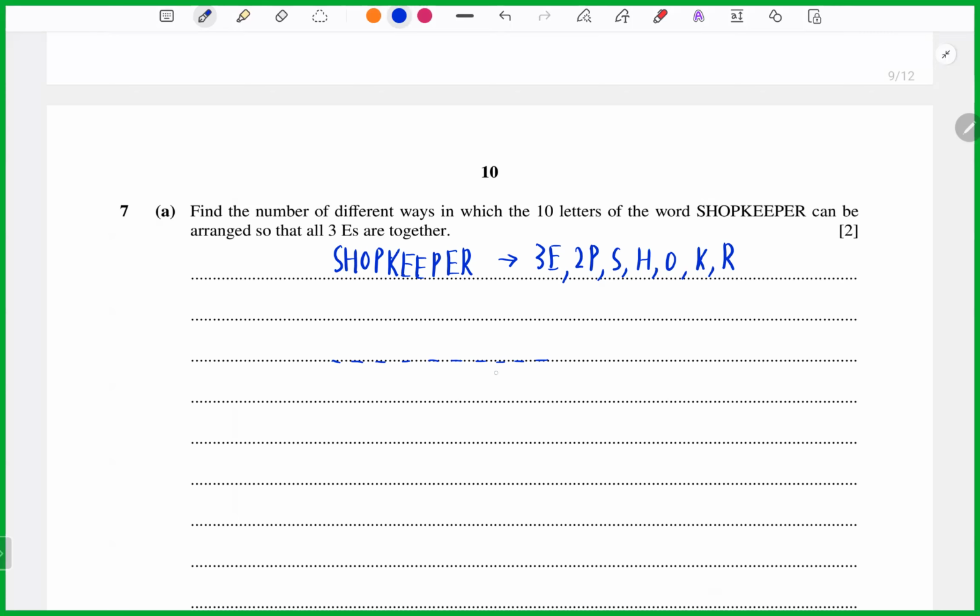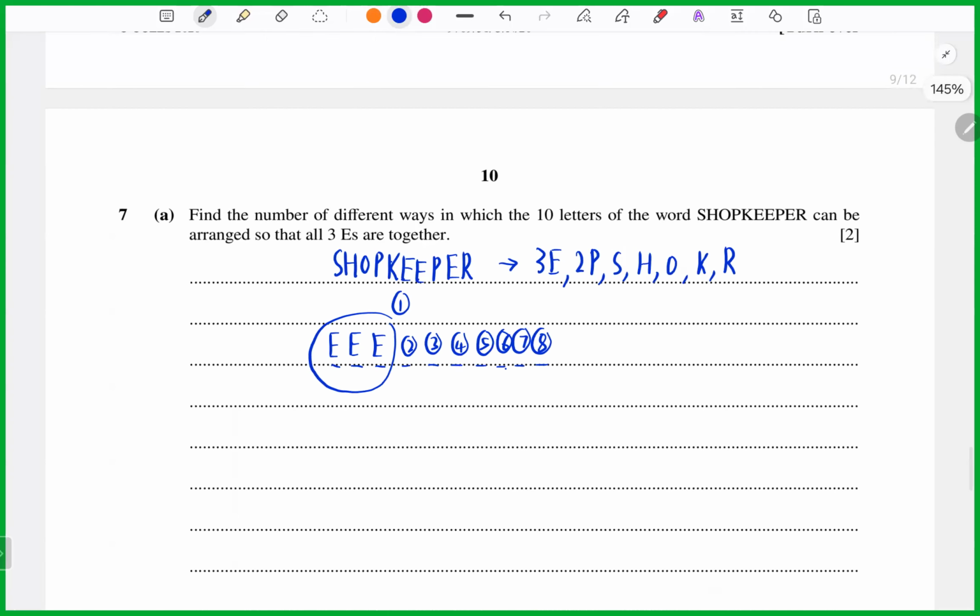2, 4, 6, 7, 8. Okay, so if 3 letters together, right? So we consider one position. 2, 3, 4, 5, 6, 7, 8. Wait a minute. 1, 2, 3, 4, 5, 6, 7, 8, 9, 10. Sorry, I write more. Okay, so we have 8 positions here.